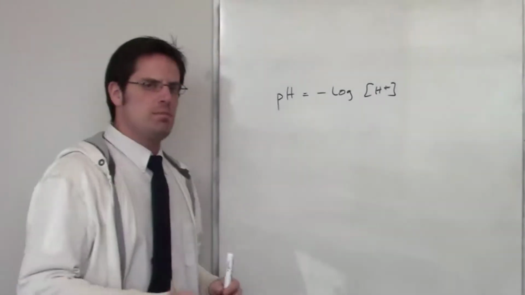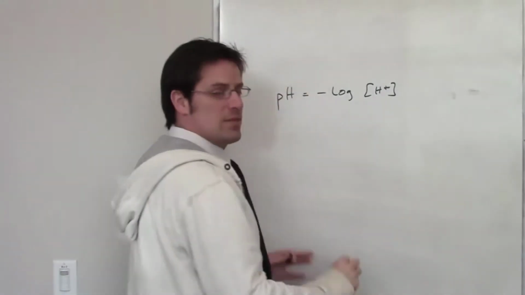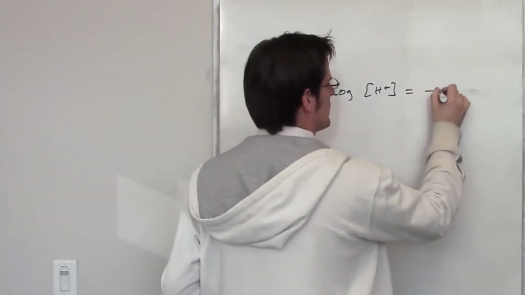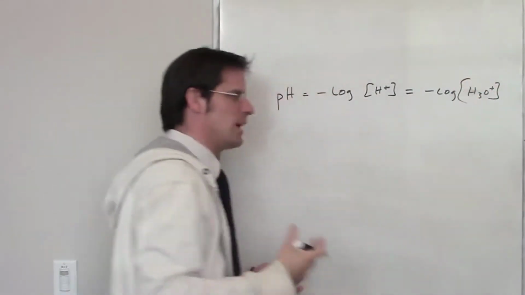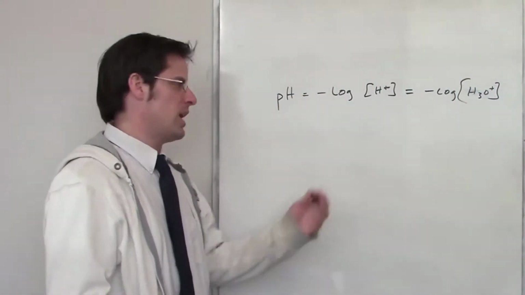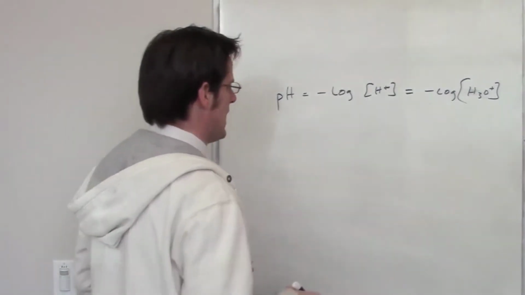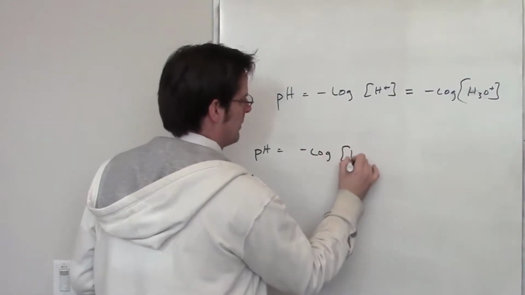By definition, pH is equal to the negative log of the concentration of H+. As I've already mentioned elsewhere, H+ is interchangeable with H3O+, at least if you're in an aqueous solution. So H+ is sort of a lazy person's way of writing down H3O+, but nonetheless, that's what we've got. I've got pH being set equal to negative log of H+ concentration.